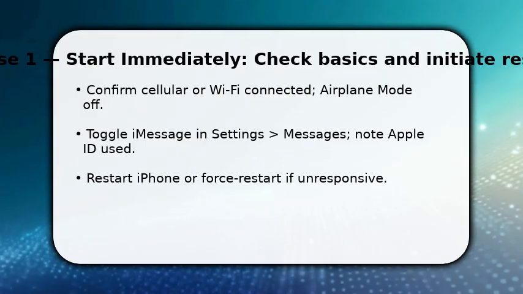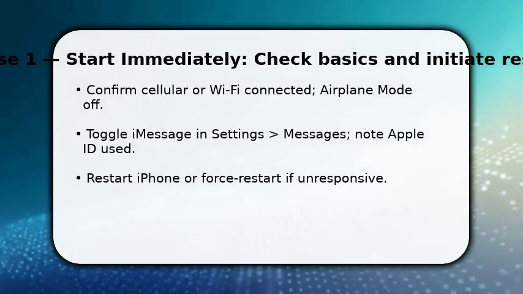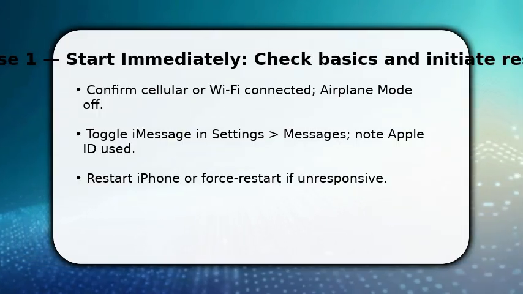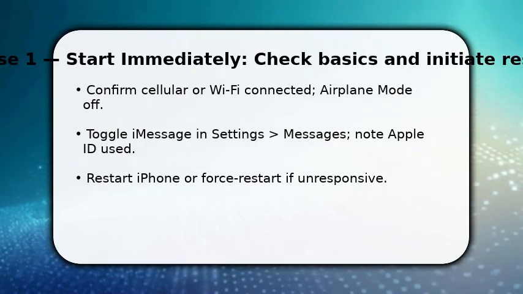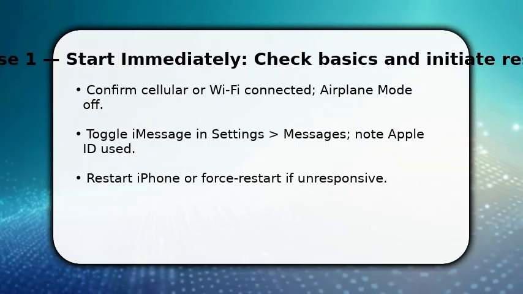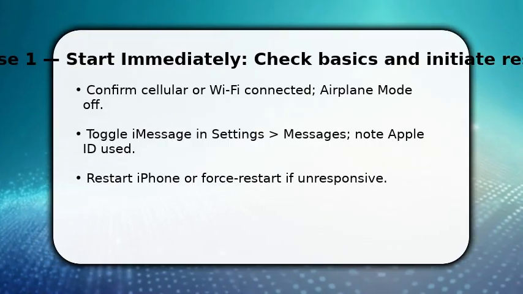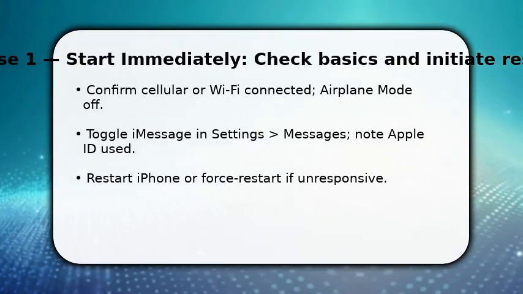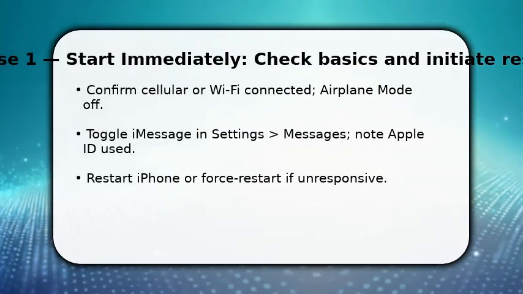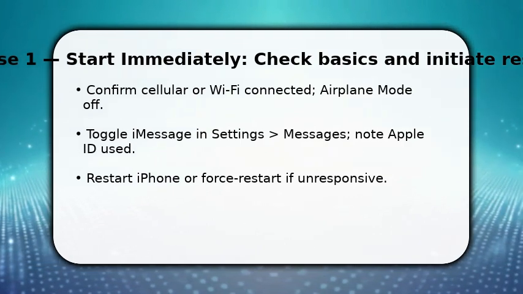You should start by confirming network access. If you're offline, iMessage can't send. Once connected, go to Settings, Messages, and toggle iMessage off then on to re-register with Apple. This forces re-authentication. Make sure the Apple ID listed is the one you want to use, because mismatches cause SMS fallback. If the phone is frozen or not registering, restart or force restart. That clears temporary glitches and allows the service to reinitiate cleanly. Proceed when registration shows as activated.